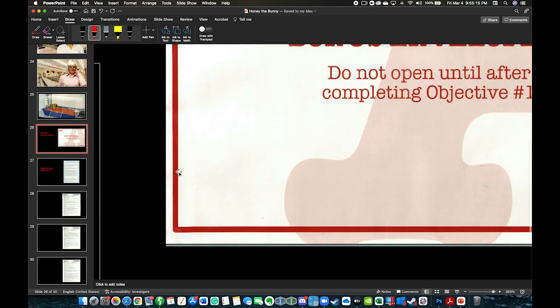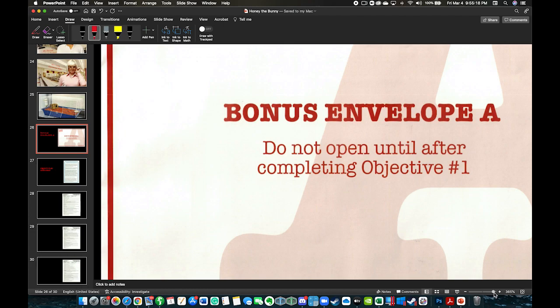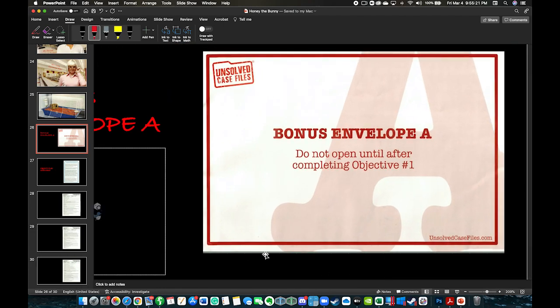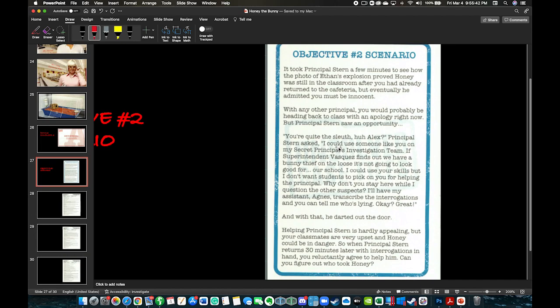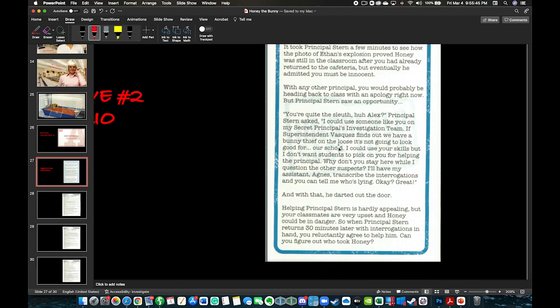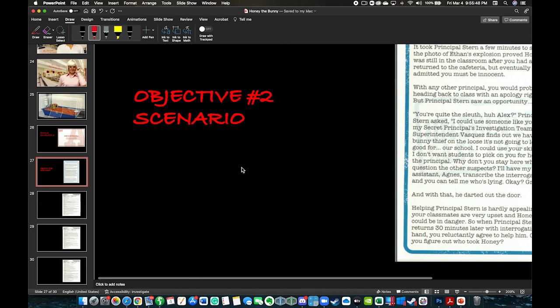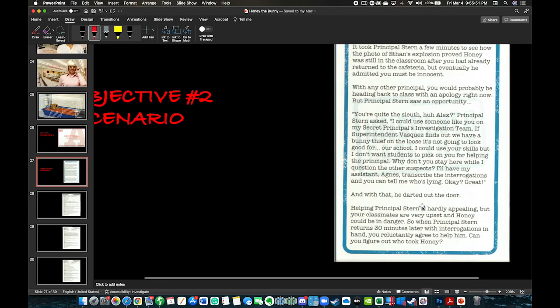So I've opened the envelope. That's the last thing I did before I shut it down that day. It says we have to object to the principal Stern. He took a few minutes to realize the photo of Ethan's explosion proved that Honey was still in the classroom. So he has asked Alex to help narrow it down and investigate who did it. Our objective 2 is to read the interrogations, and figure out who took Honey.